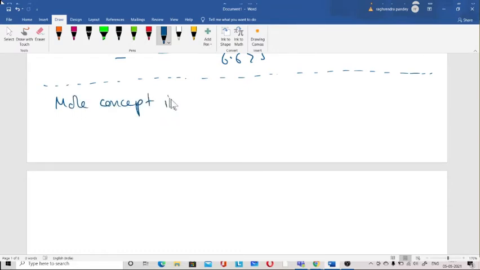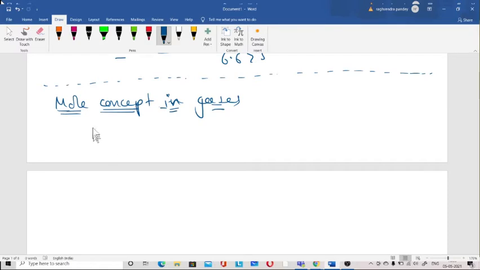Mole concept in gases. I forgot to discuss this one. Sir, of that, the units like STP, right? STP and all that. Okay, so that is a small thing, but let's discuss it. And I forgot the total number of moles also. So these two concepts are also there. So mole concept in gases.